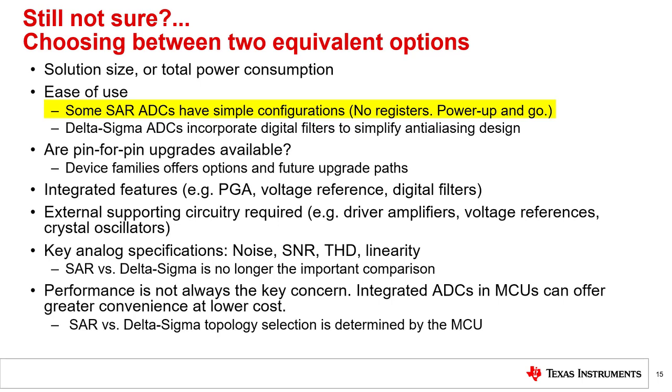If you want a very simple converter without configuration registers or other features, some SAR converters may be a good option. On the other hand, sometimes the integrated features can eliminate the need for supporting peripheral components. Driver amplifiers, voltage references, and crystal oscillators add area, cost, and complexity to your system design. If these are integrated, that can be very helpful. Sometimes a performance specification, like SNR or THD, may be your key decision criteria. In some cases, the ADC may already be integrated into your microcontroller, so the converter topology is predetermined.